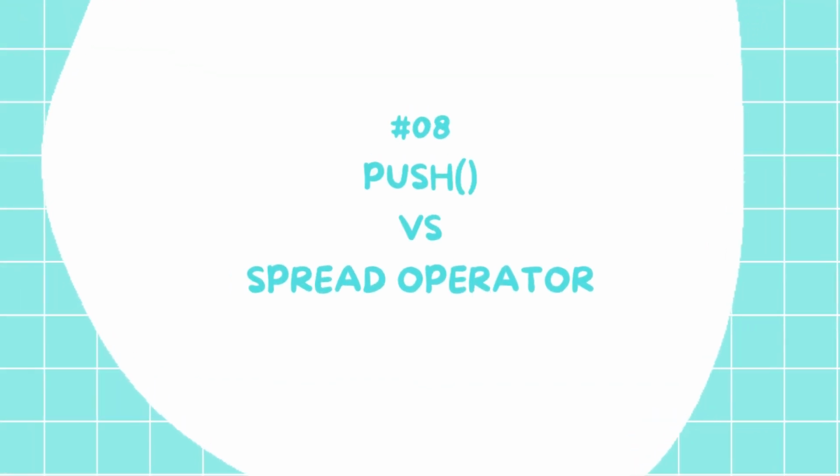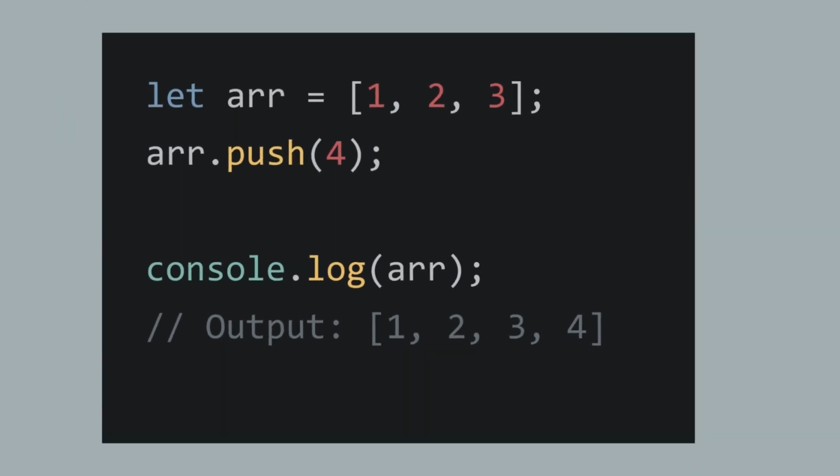the array. Number 8, replacing push with the spread operator. In this example, the push method directly modifies the original array, but using the spread operator just creates a new array without modifying the original array.